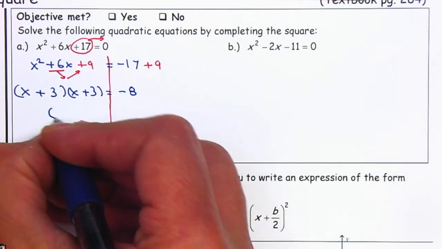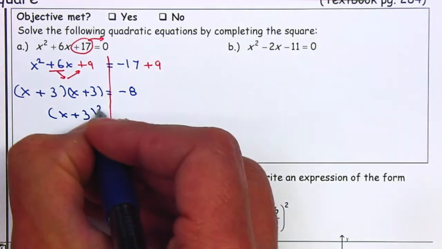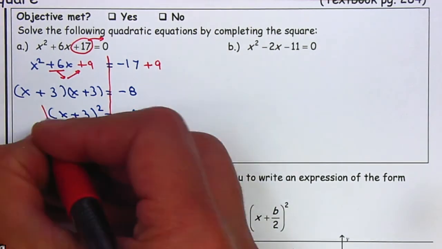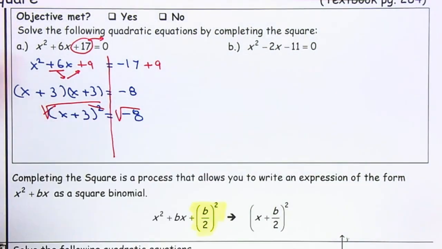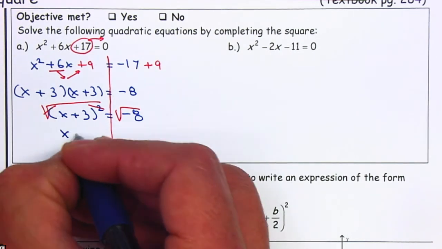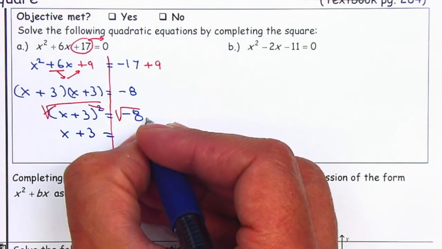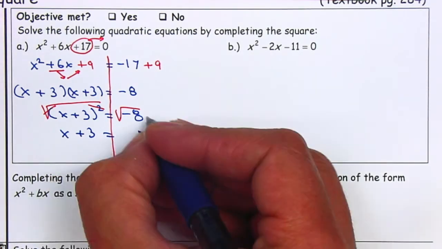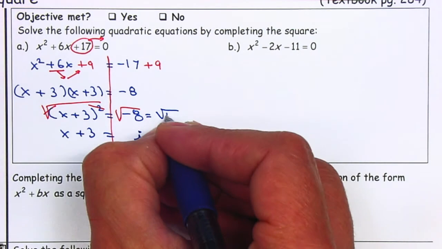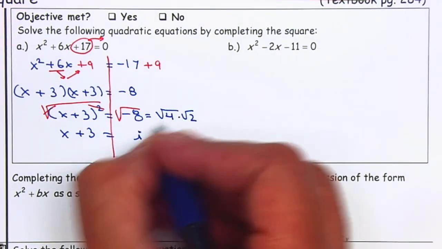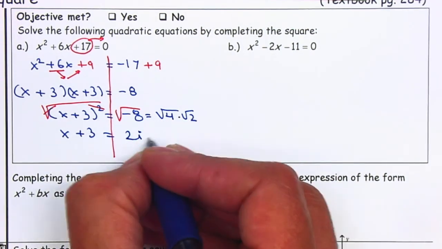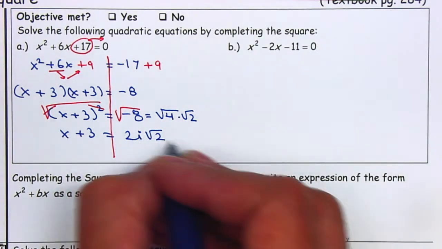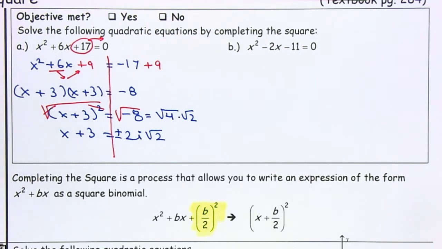I'm going to rewrite it as 1. Now I can take the square root on both sides to cancel the square. This will give me x plus 3 is equal to, now because I have a negative inside, it's going to be an i. Square root of 8 I can rewrite as the square root of 4 times the square root of 2. Square root of 4 is 2, and then I still have the square root of 2. Notice I write down 2i, not i2. And let's not forget the plus or minus.